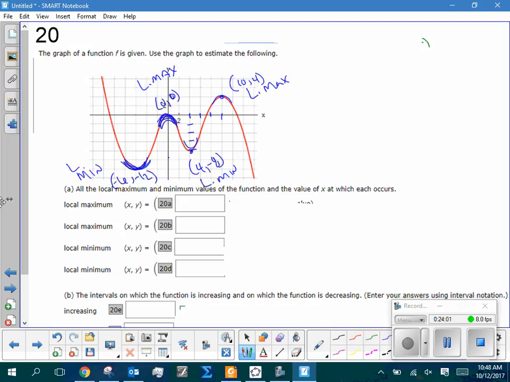The next thing they want you to do is to find out where this thing's increasing and decreasing, and the reason they do this in this order is once you find your maximums and minimums, those are the transition points for increasing and decreasing.